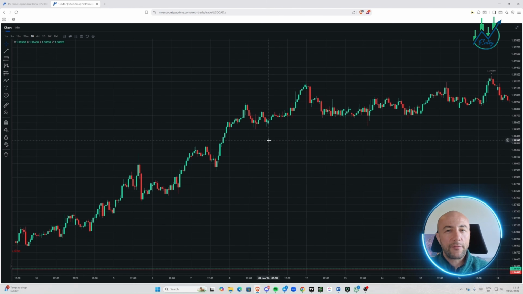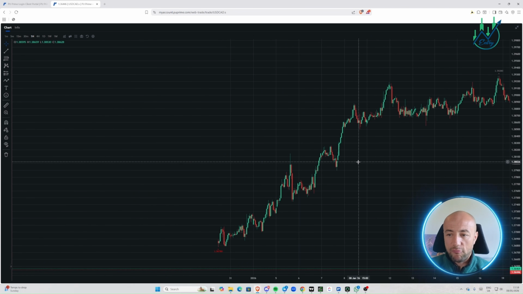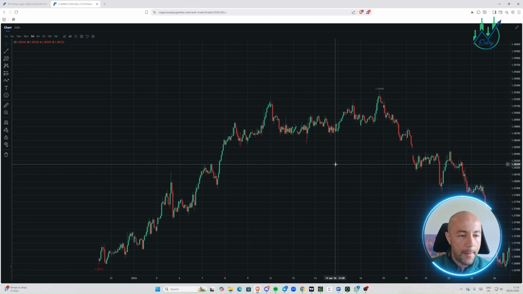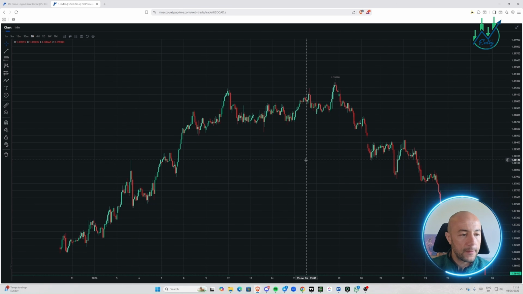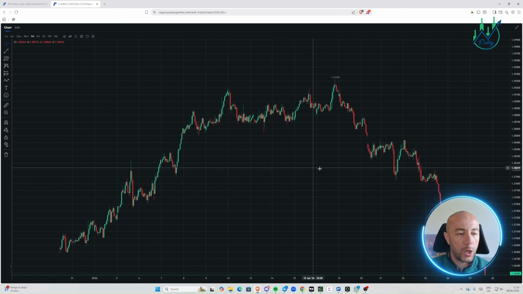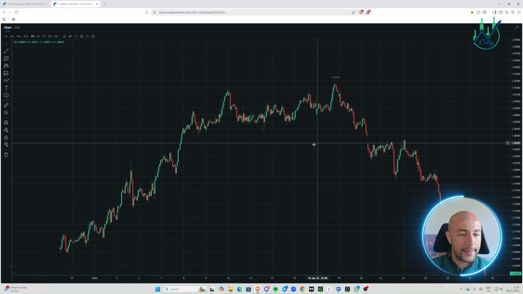I don't need to be clever about it. I don't need an indicator telling me. The structure itself is telling me buyers are in charge, right? And this is the bit most people miss. The trend stays a trend until it doesn't, until price makes a lower low. Until then, that uptrend is still alive.